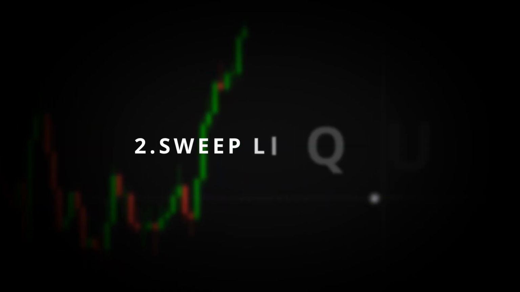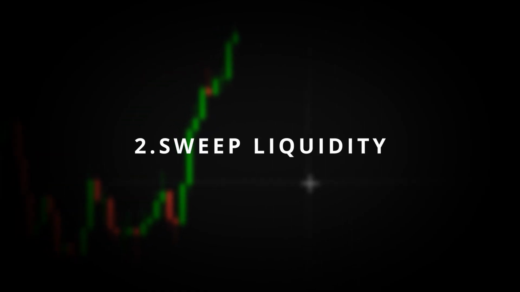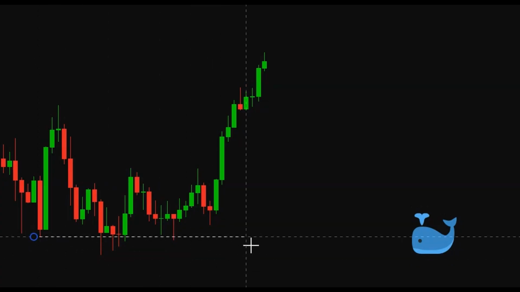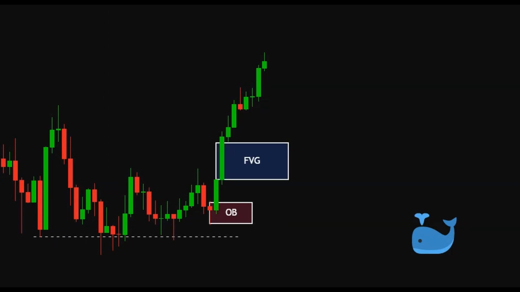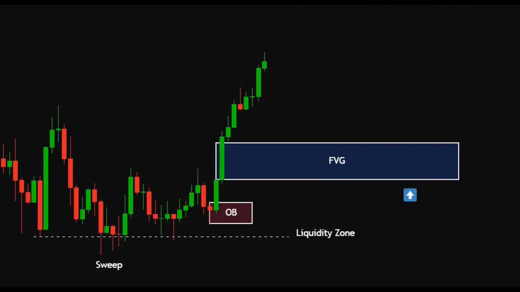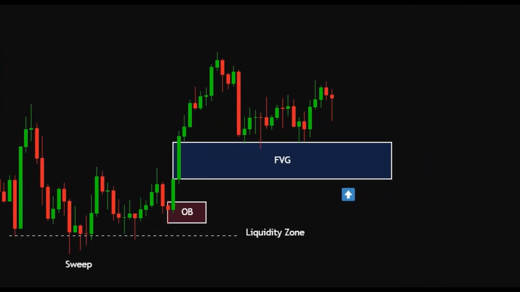The second golden criterion: it must sweep liquidity. Smart money doesn't just trade, they hunt. They need liquidity, which is the stop-loss orders of retail traders. Therefore, a great setup is when your OB or FVG is located in an area where the price has clearly swept through a distinct liquidity zone, such as equal highs or equal lows. This indicates that the fuel, the stop-loss orders, has been collected, increasing the likelihood that the price will aggressively reverse from your area.